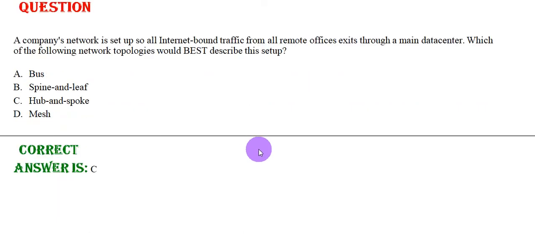A company's network is set up so that all internet bound traffic from all remote offices exits through a main data center. Which of the following network topologies would best describe this setup? Option A, bus. Option B, spine and leaf. Option C, hub and spoke. Option D, mesh. The correct answer is option C.